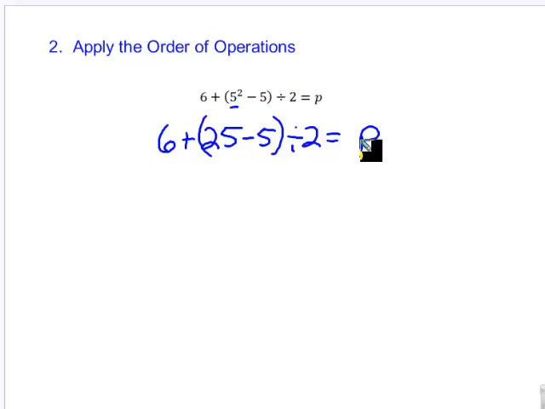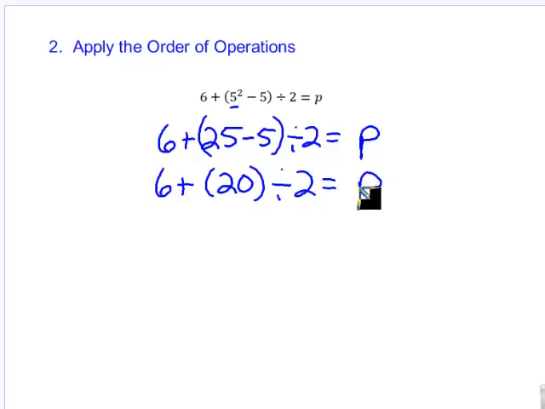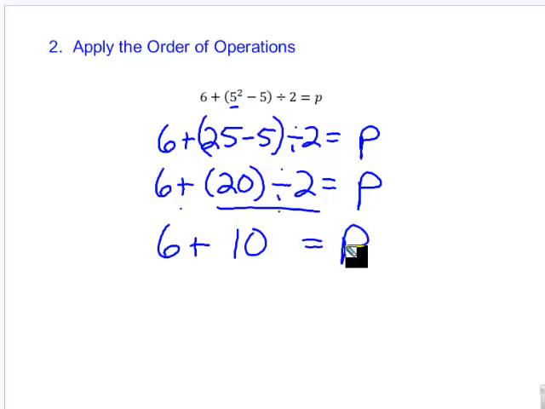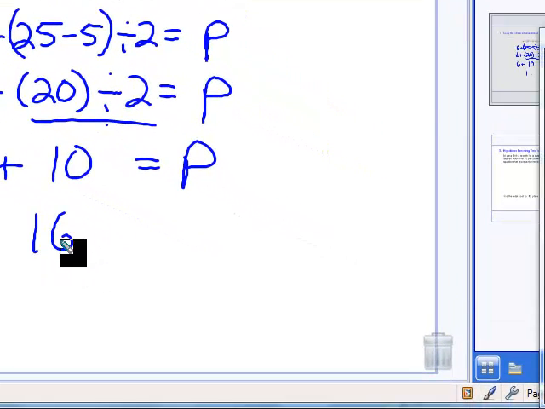Okay, well, inside those parentheses, that's what I'm going to do next, is 25 minus 5, which is 20, divided by 2 equal to p. Well, inside the parentheses there, I really don't need them. There is no operation. So I have addition and division. Well, I must do my division first. So 6 plus 20 divided by 2, I have to do this part first, is 10. Okay? And then 6 plus 10 is 16. So I have solved the equation.